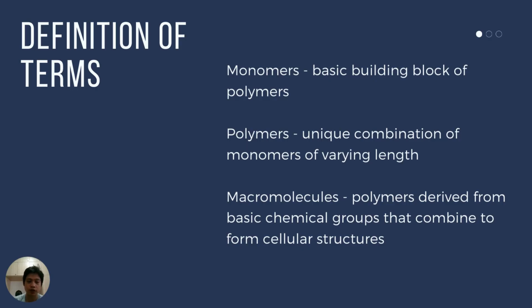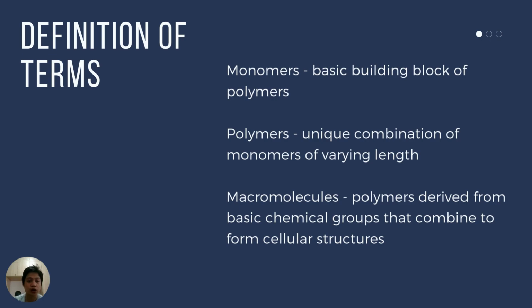Let's first define some terms. When we use the word monomer, we are referring to the simplest form of the building block of a polymer. So, if we extend that definition and use the word polymer, we are referring to the unique combination of monomers of varying length. So, to make it simple, ang polymer ay combination ng monomers at ang monomers, ito yung simplest form that we use to combine to form polymers. So, naglalaro lang doon yung definition.